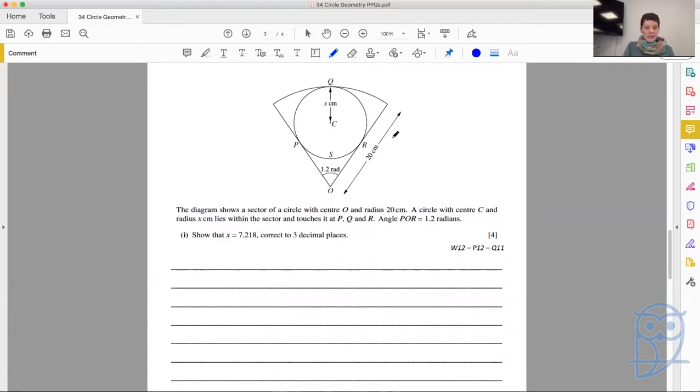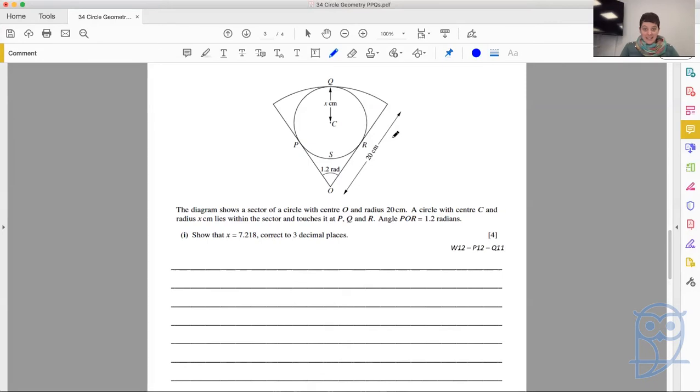So in this question, it's calling on some knowledge that I'm hoping that you haven't forgotten from your IG days. We have a diagram with a whole lot of information. Diagram shows a sector of a circle with center O and radius 20 centimeters. A circle with center C and radius X centimeter lies within the sector and touches it at P, Q, and R. Angle POR equals 1.2 radians. Show that X equals 7.218, correct to 3 decimal places. Right.